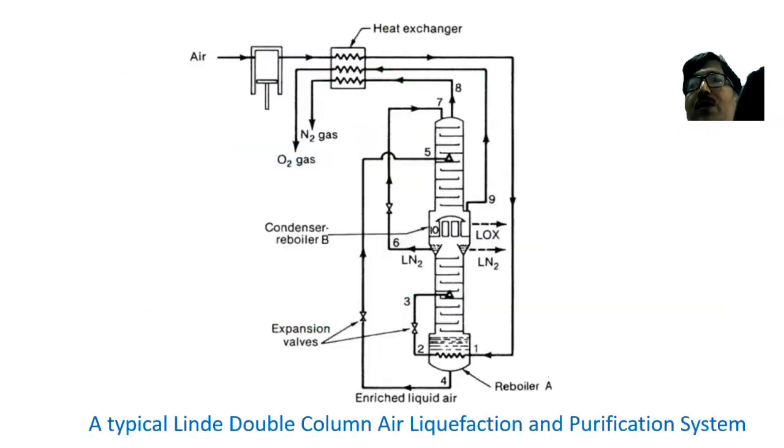Now here I have shown a typical Linde double column air liquefaction and purification system. Here there are two columns, one at the top and another at the bottom. They are joined together with the help of this section. This section is known as the condenser reboiler. That means this particular unit will be acting both as condenser as well as reboiler.